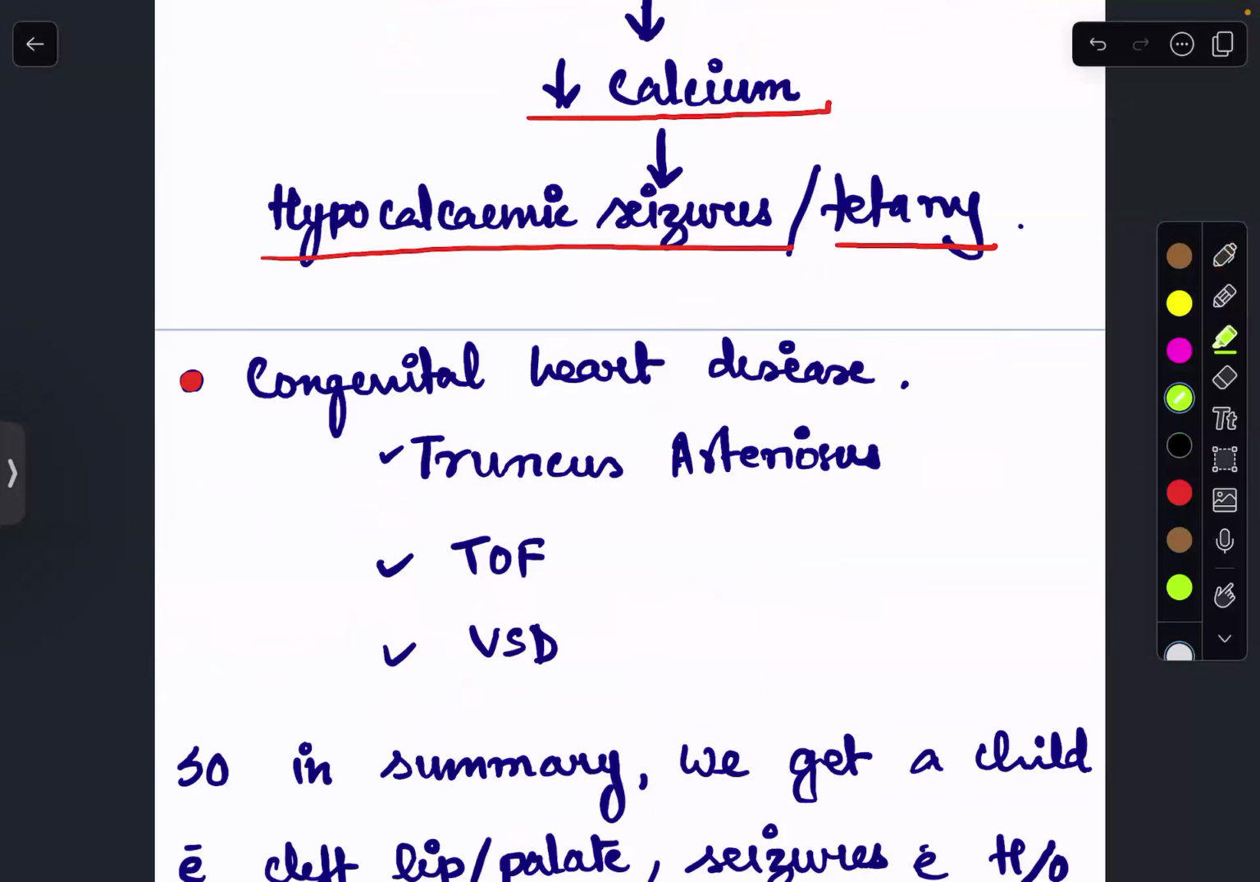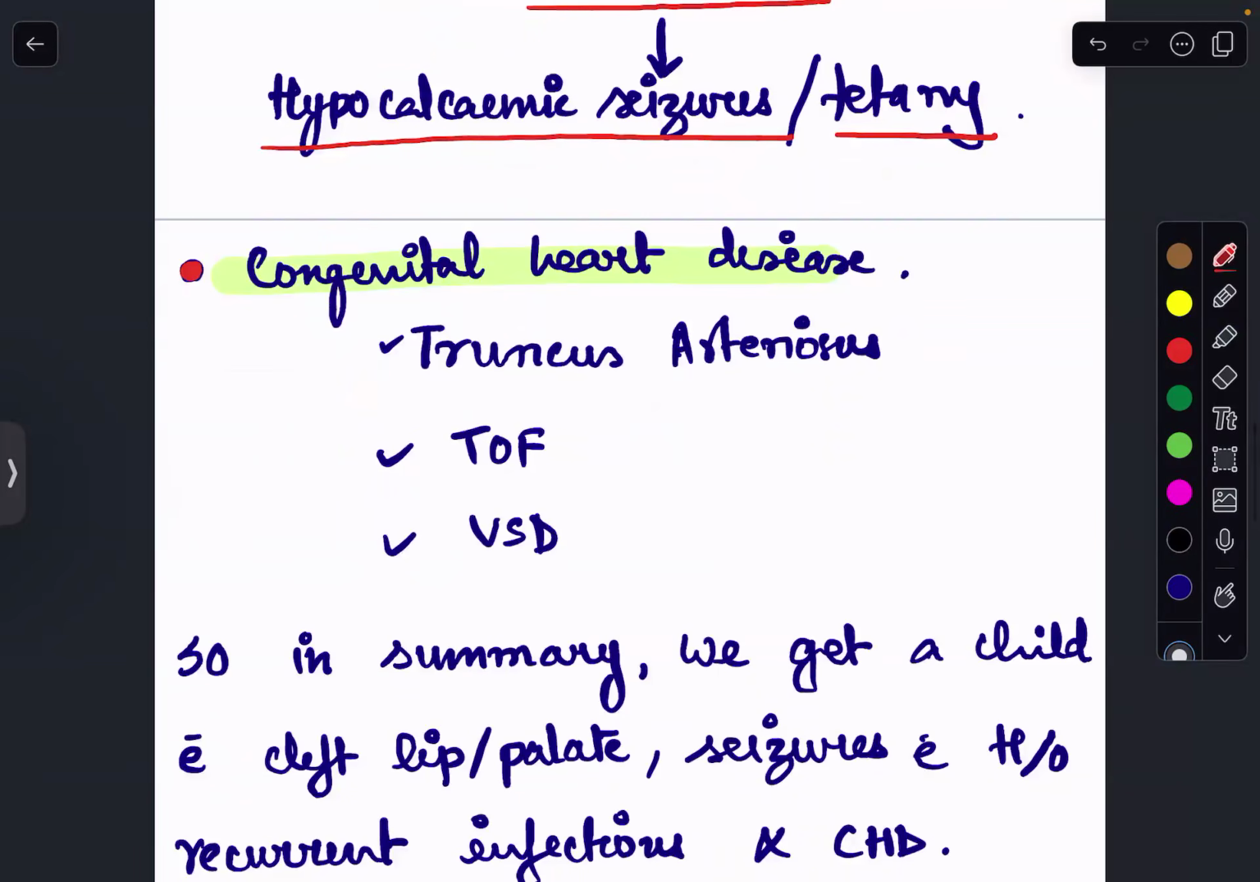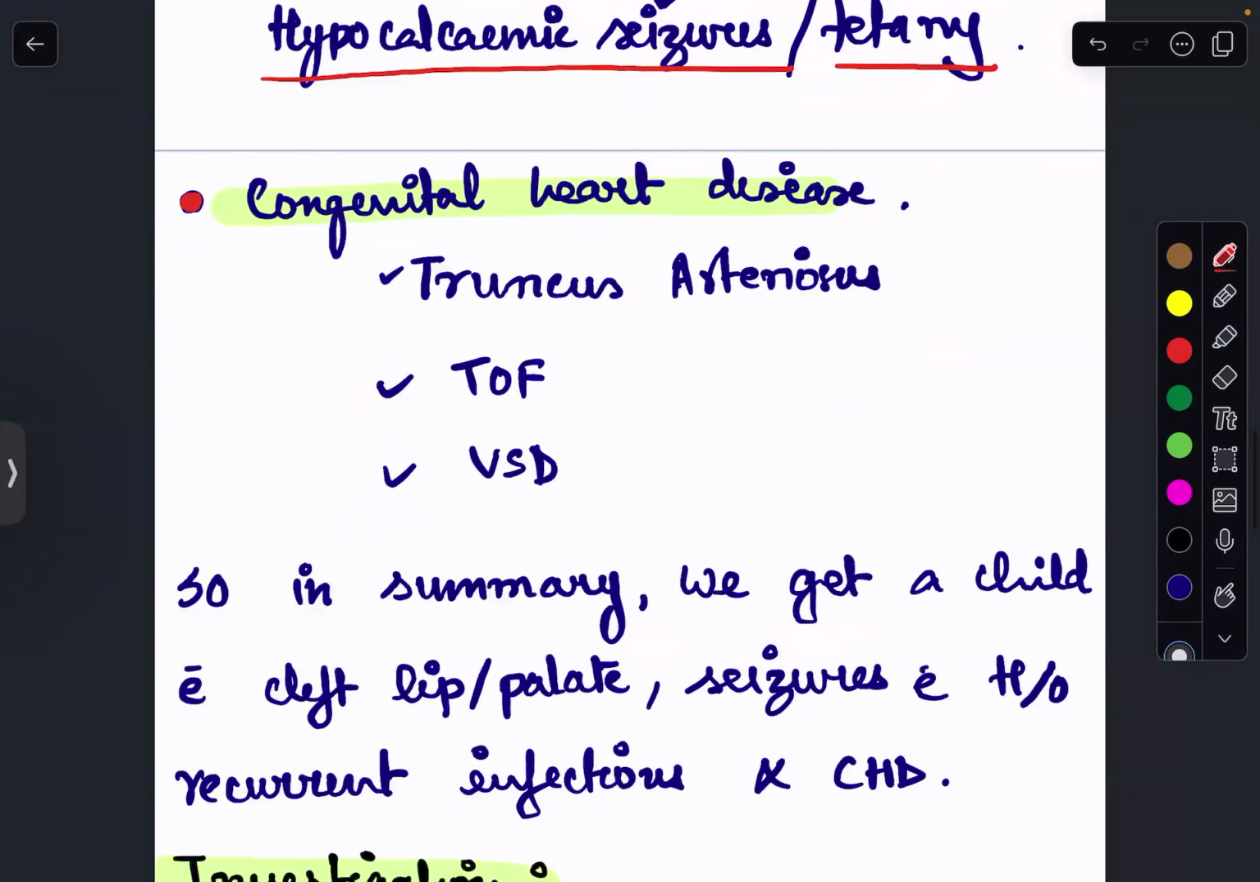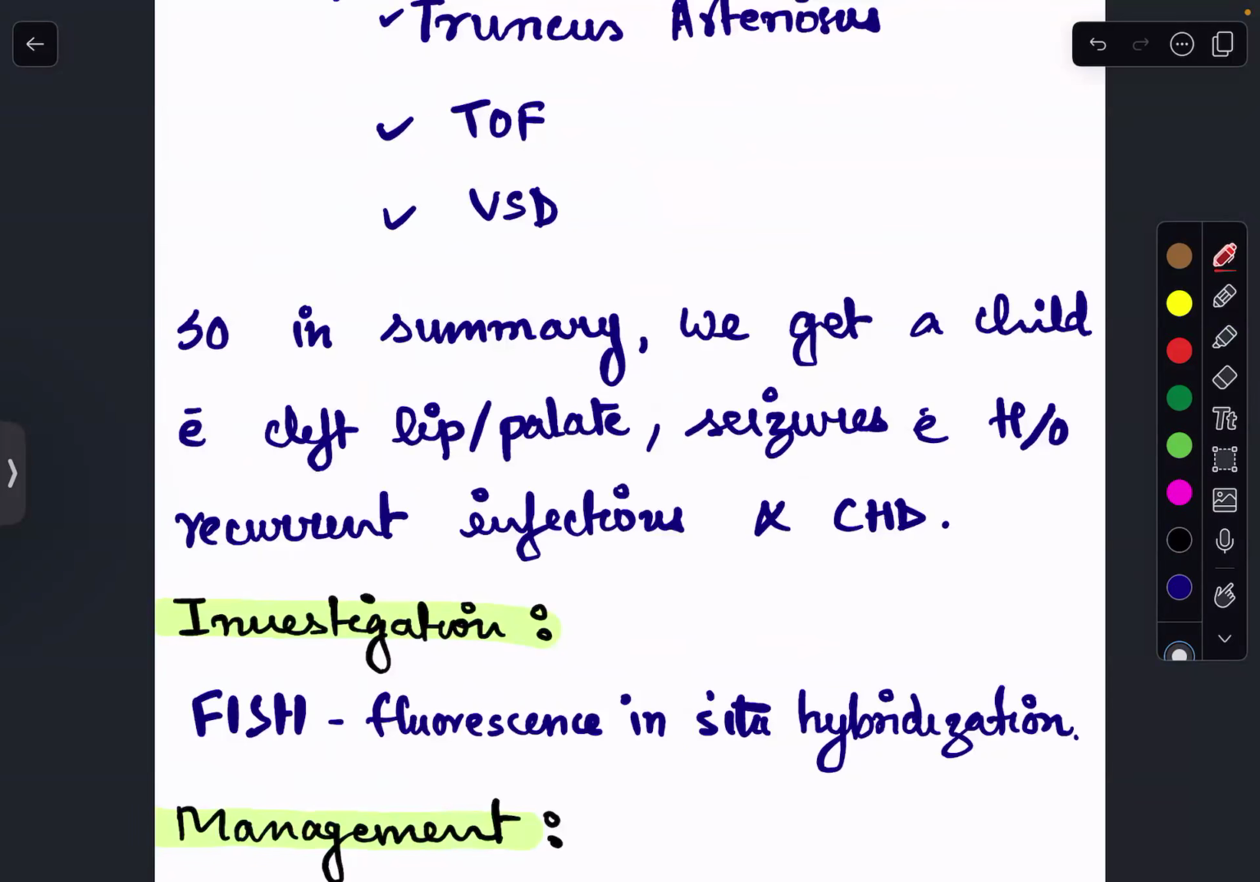The third association is congenital heart disease. This condition is very commonly associated with congenital heart disease, such as truncus arteriosus, tetralogy of Fallot, and ventricular septal defect. So, in summary, what we get is a child with cleft lip, cleft palate, and other dysmorphic facial features, along with seizure and history of recurrent infection and congenital heart disease.